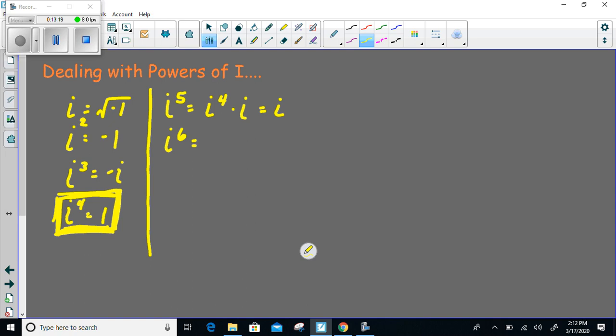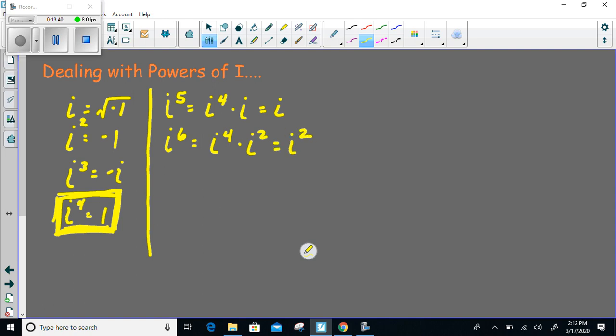Again, using our friend i to the 4th, that's i to the 4th times i squared. And remember, when I'm saying the properties or the rules of exponents, when you're multiplying bases together, you add the exponents. That's why I'm allowed to separate those that way. And again, i to the 4th is 1. So i to the 6th is the same thing as i squared.